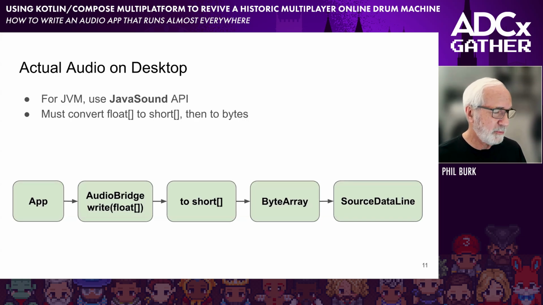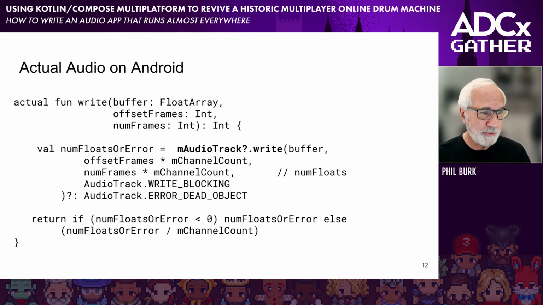So this is the implementation for desktop. It uses the JVM, Java Virtual Machine, and we make use of the Java Sound API. So this was pretty simple. We just convert the float array to a short array and then to a byte array and then output it through Java Sound. On Android, it was also pretty straightforward.